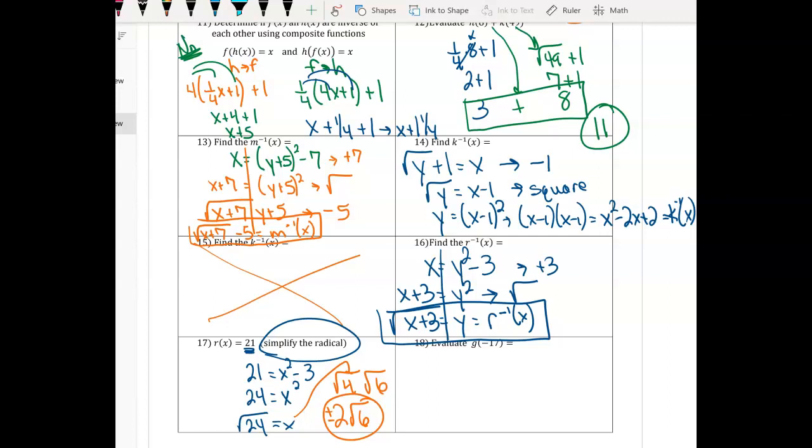On the next one, I'm going to go to g of x, and I'm going to put a negative 17 in for x. And when I take the square root of a negative number, I get 4i. Now, I'm not solving, so I won't say positive or negative 4i. I just say 4i.